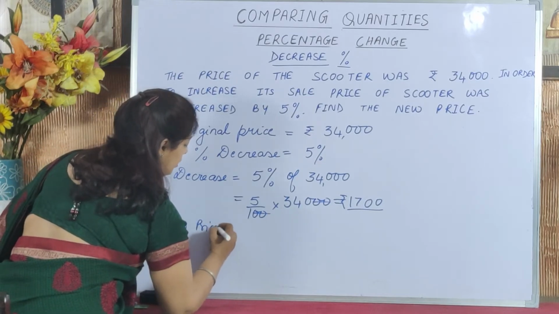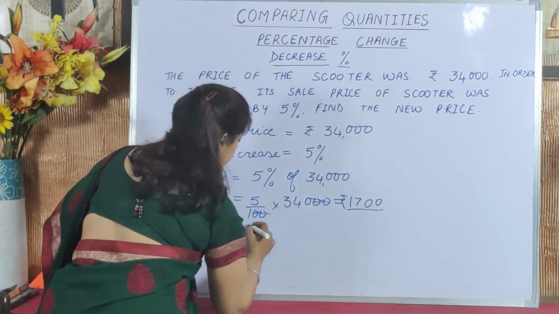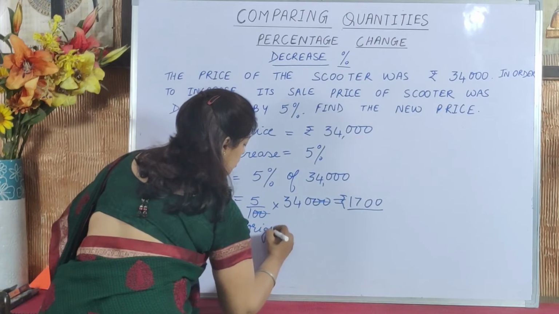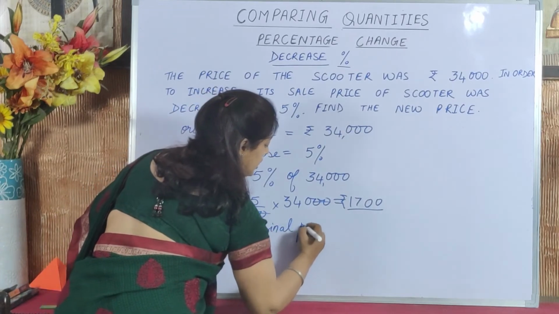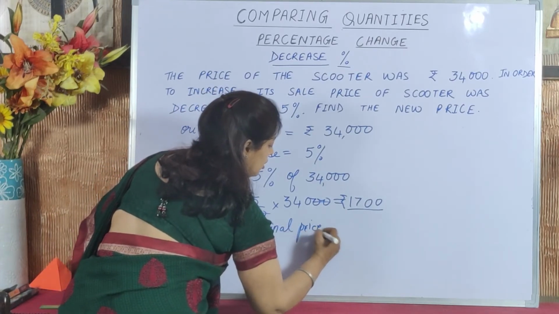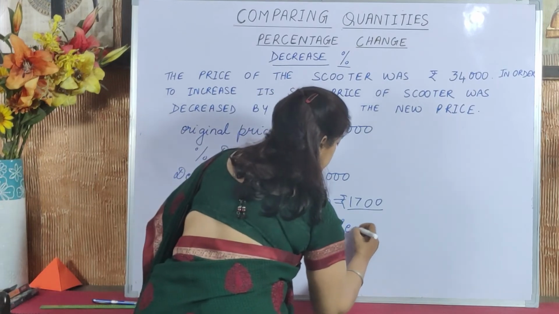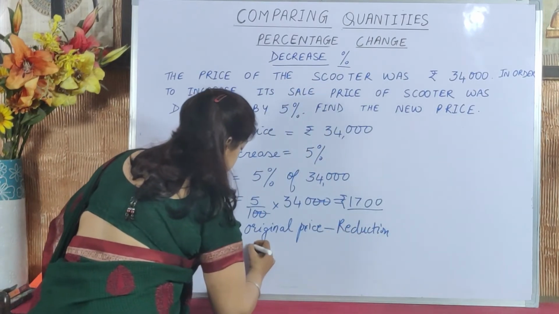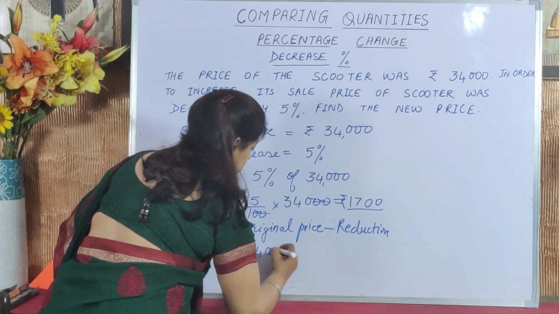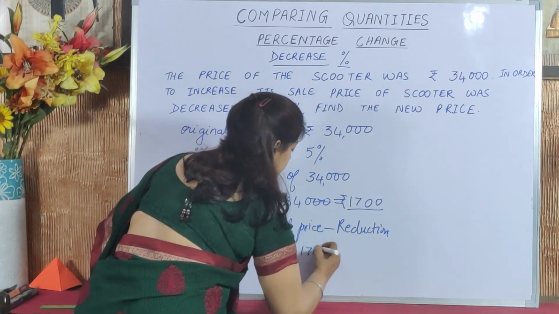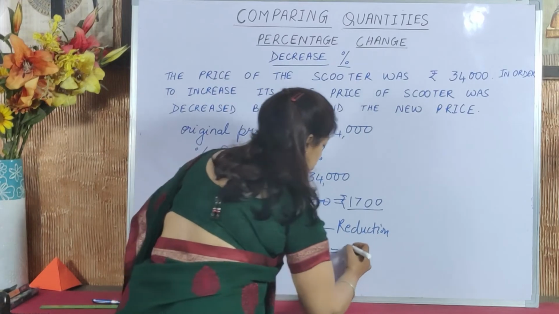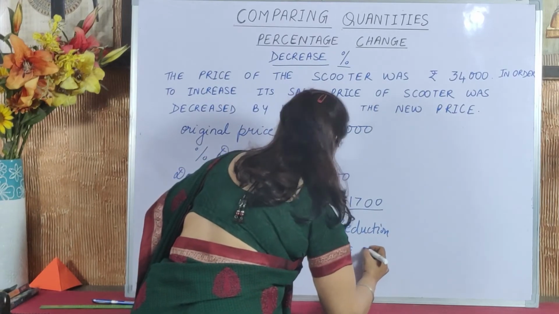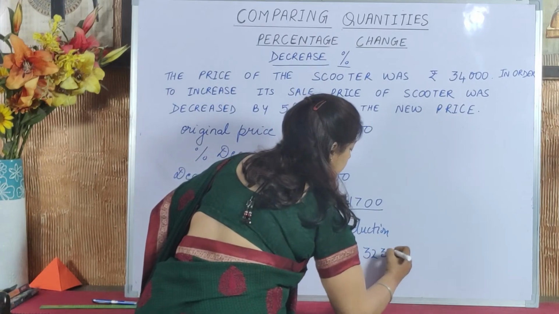So what will be the new price of the scooter? New price will be original price minus the reduction, which is equal to 1,700. So that is 34,000 minus 1,700, which is equal to rupees 32,300.